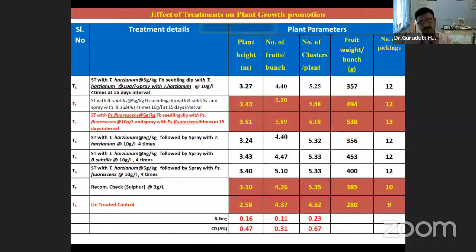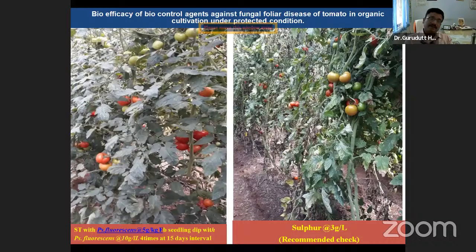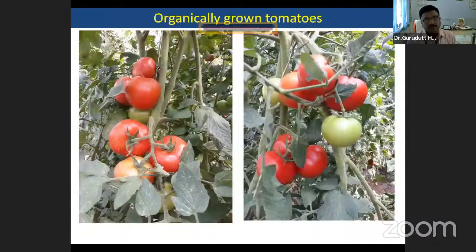This is the quality, and at the end of the harvest, no doubt, the size of the fruits will be reduced if you go for 13 pickings, but still hopes are there that you can manage it by different activities. You can see the Pseudomonas sprayed plots, the green color still retained, number of fruits, and also the color of the fruits as against the sulfur, which is recommended in organic agriculture. This is against untreated control, and this is very superior quality organically grown tomatoes by using all these biopesticides.